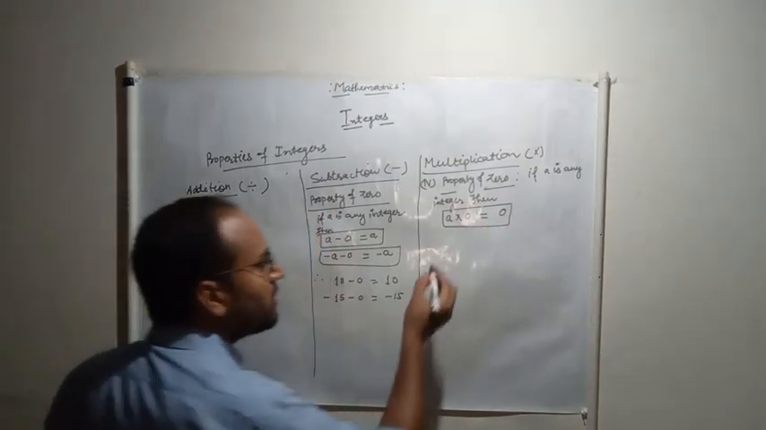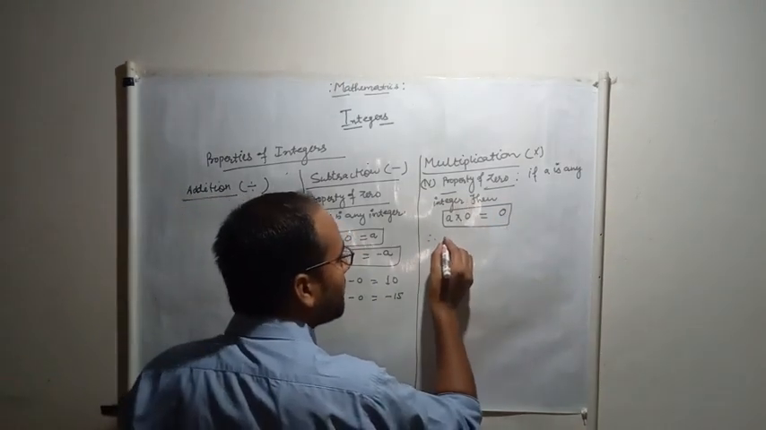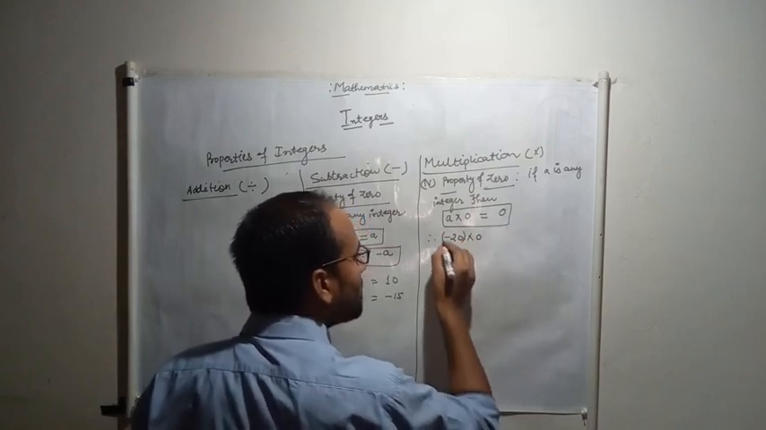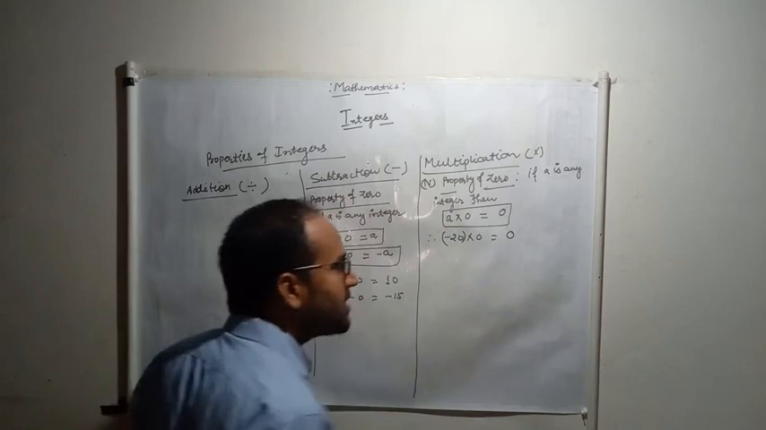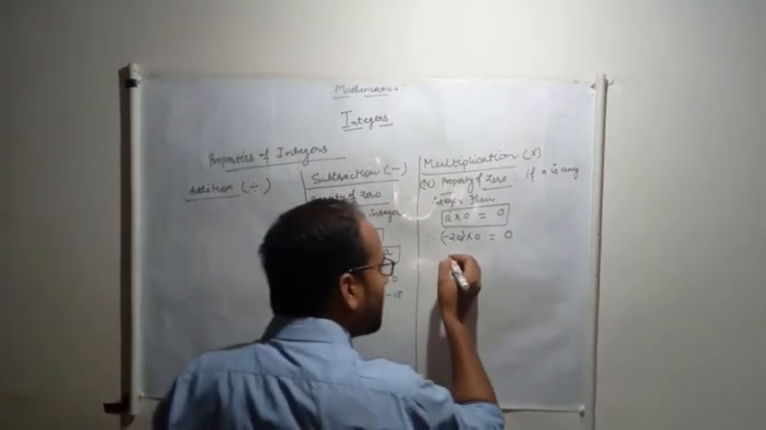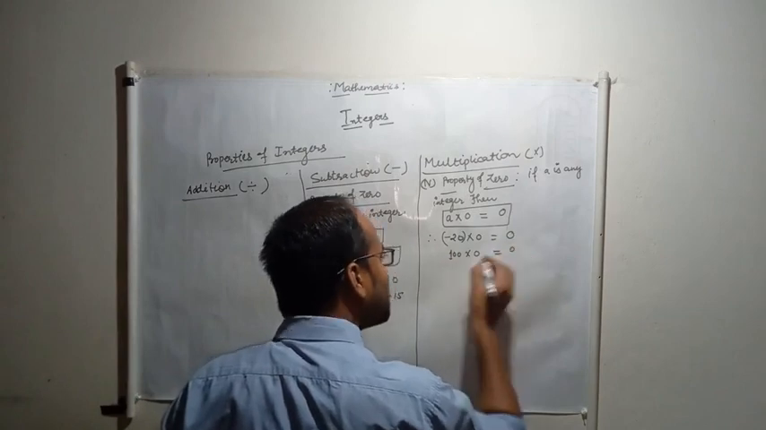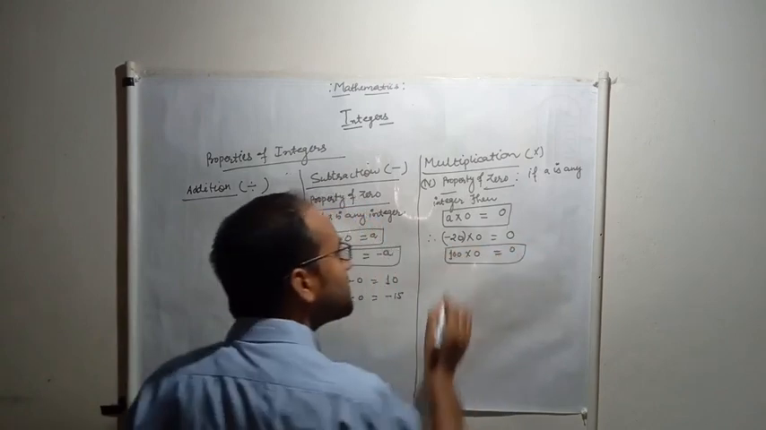For example, if minus 20 is multiplied by 0, then the result is 0. If 100 is multiplied by 0, the result is 0. So always remember these things.